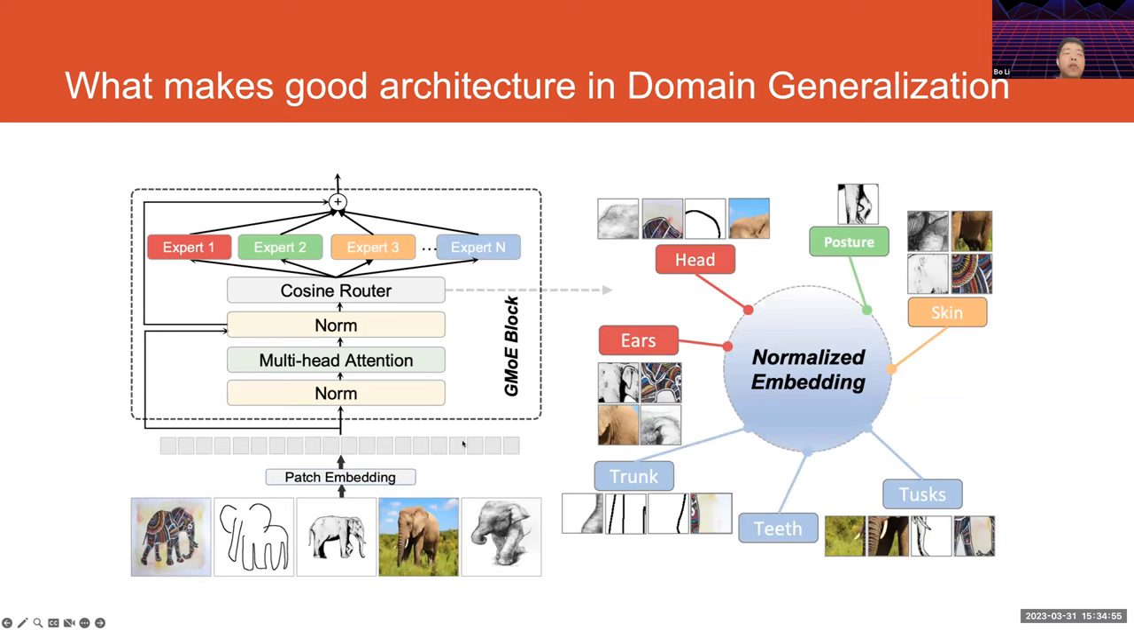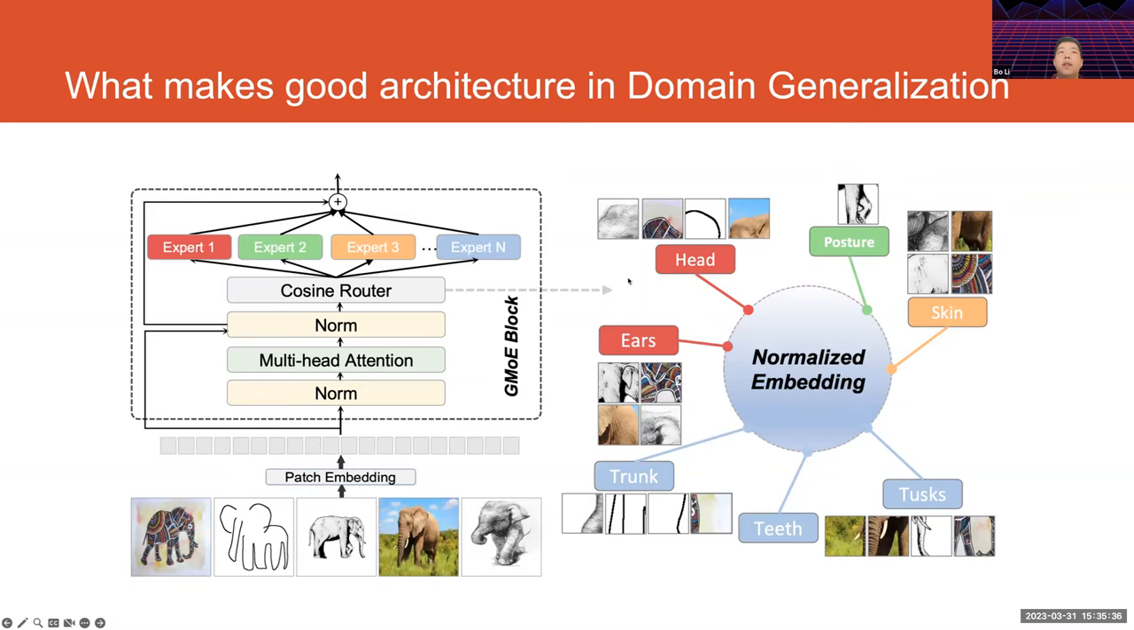And here is a more vivid diagram of this architecture. You can see that the elephant in different domains, after the patch embedding, is processed into small tokens, pushed forward, put together, and sent to the MoE block after the multi-head attention, which builds the attention from token to token. Then the tokens are assigned to different experts to process individually with the cosine routers.